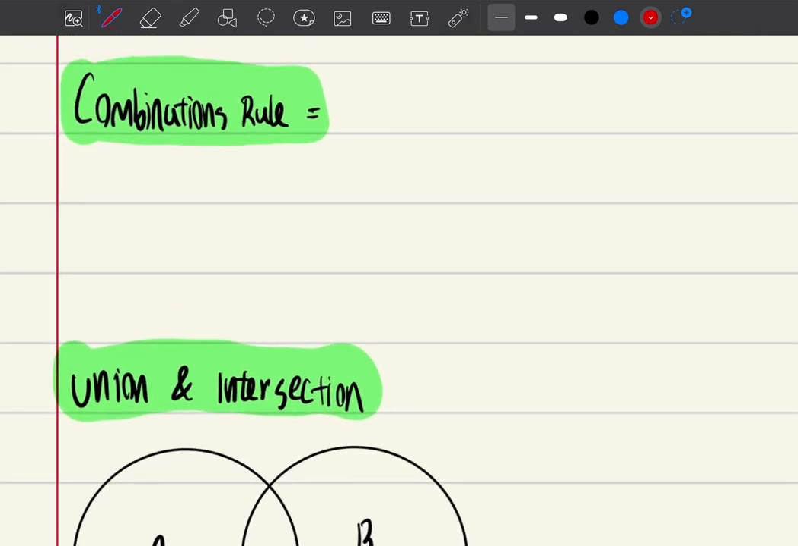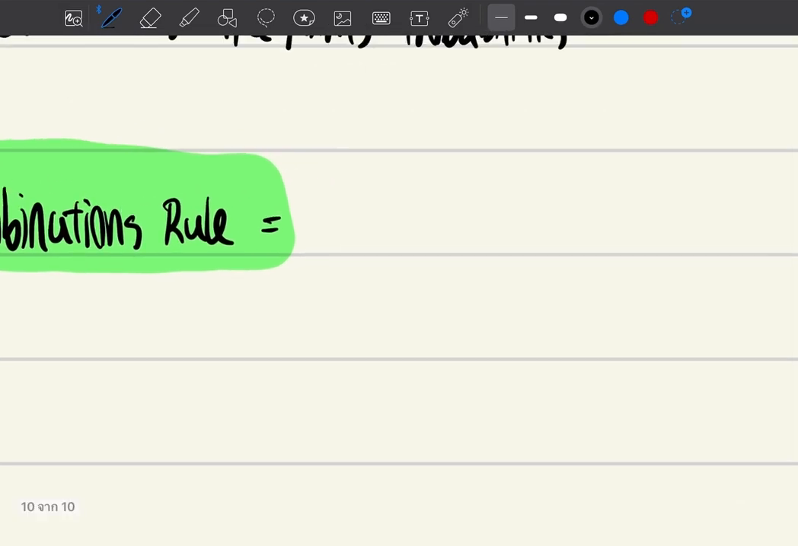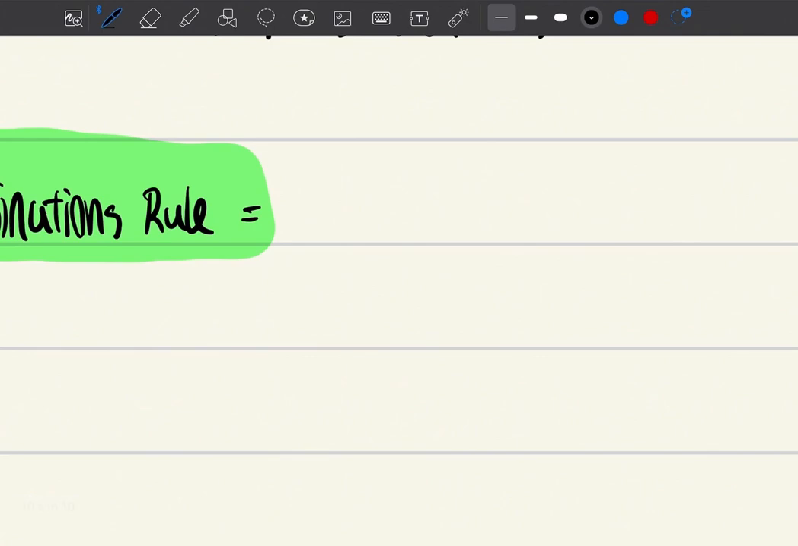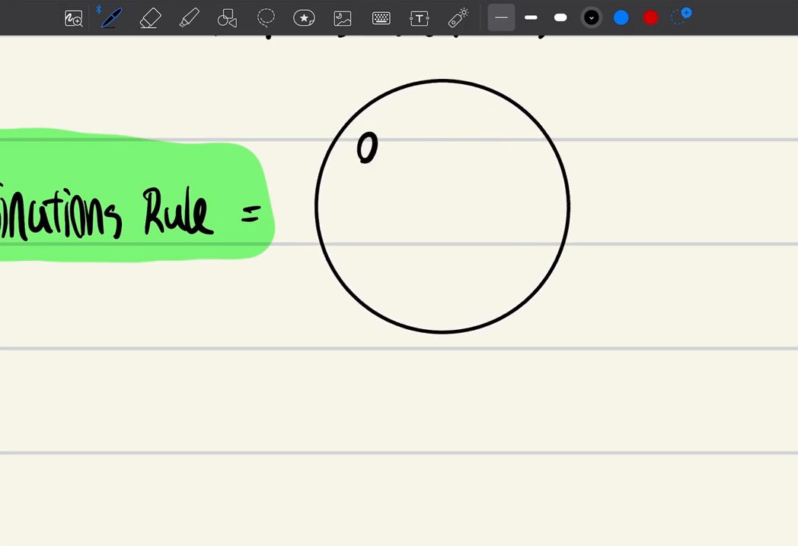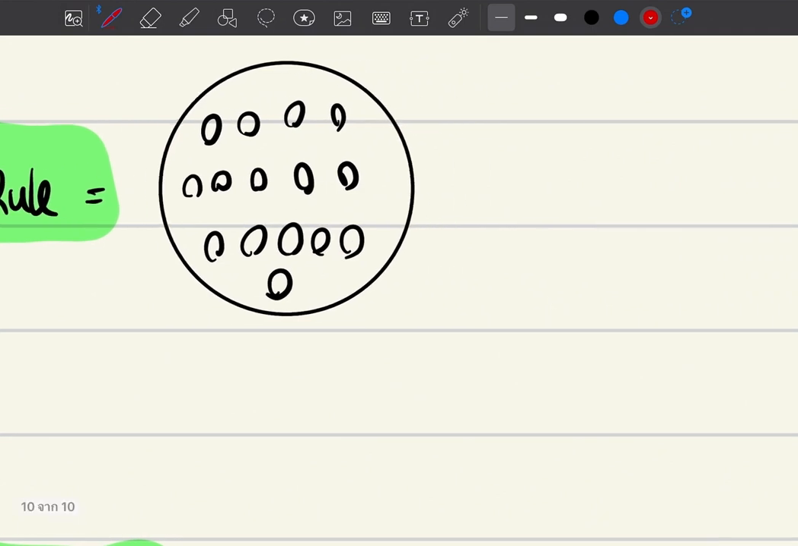The next part is the combination rule. It is the number of different samples when we draw elements from a bigger population. For example, we have 15 balls in the bowl. If I want to draw 2 balls out of the bowl, what are the possible samples that can be drawn from the bowl?